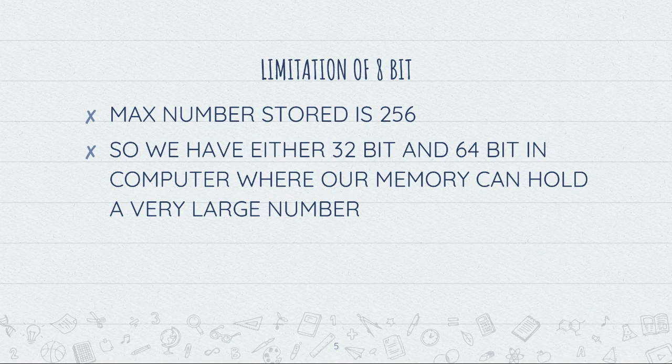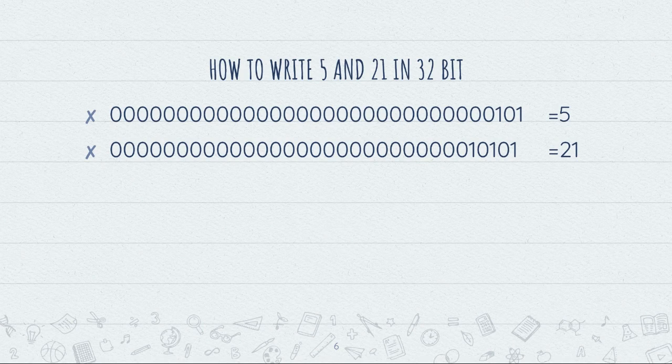In our computer we have either 32-bit or 64-bit, and in 32-bit and 64-bit our memory can hold a very large number. See, these are the examples of how to write 5 and 21 in 32-bit. You can see these are the answers.